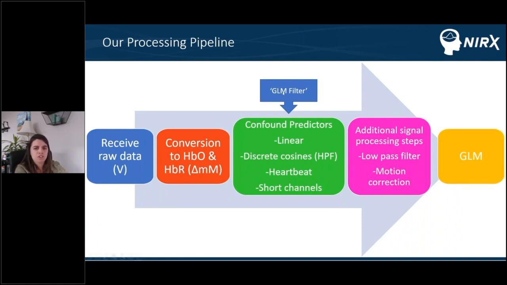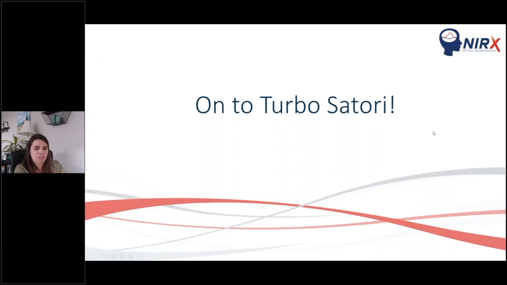So you'll notice that there's kind of 2 GLM steps. The first one is a GLM filter where we're taking out the confounds. The second one is where we have our now cleaned data and we compute the beta values. Okay, and without further ado, let's have a look at Turbo Satori.